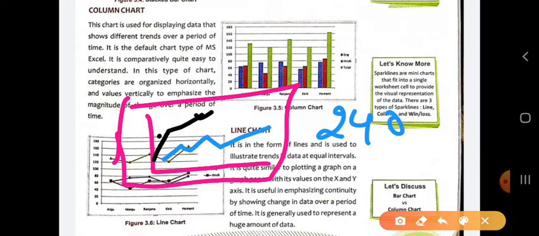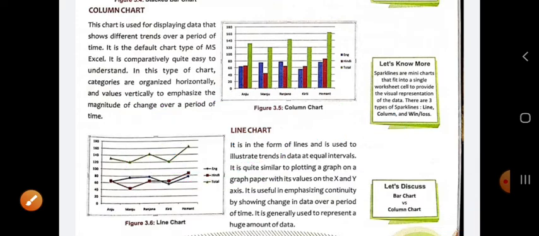So a line chart is very easy to understand. It is in the form of lines and is used to illustrate trends in data at equal intervals. It is quite similar to plotting a graph on graph paper with values on the x and y axis. When we have a huge amount of data, in that case we use a line chart. And I am very sure that you will all do it on your computer system also.